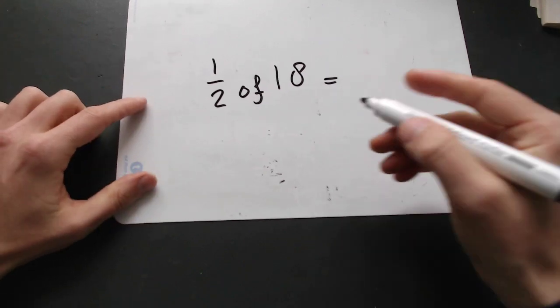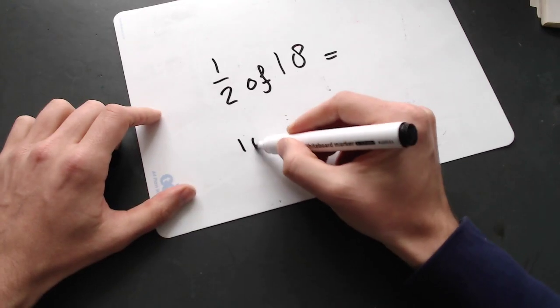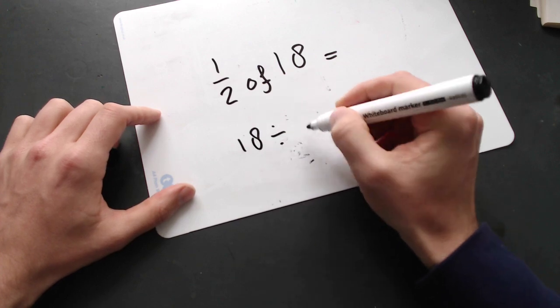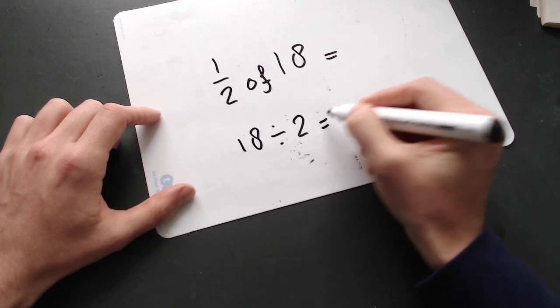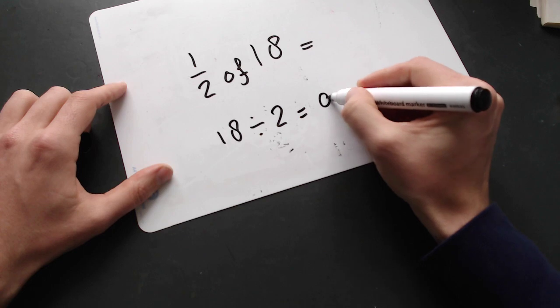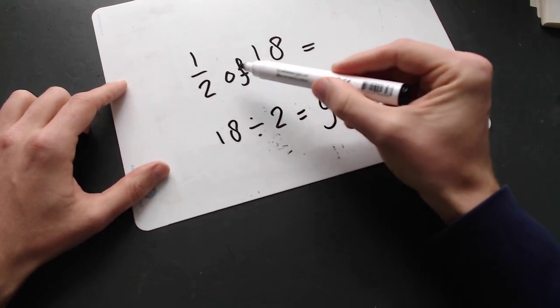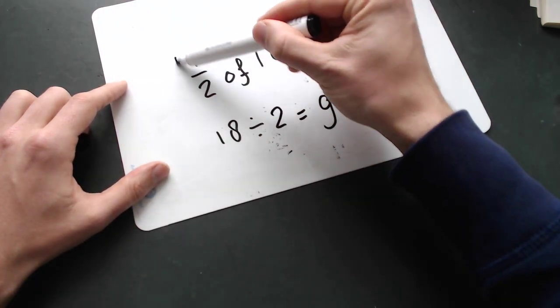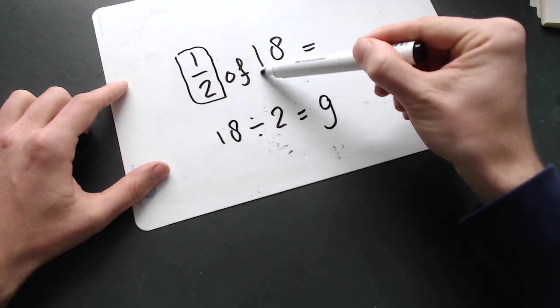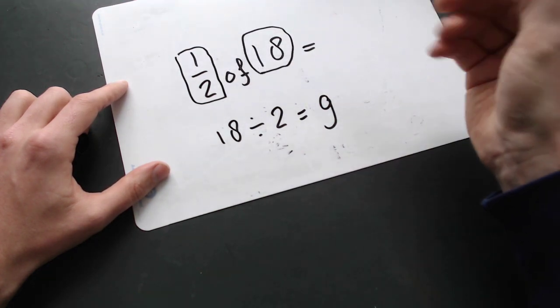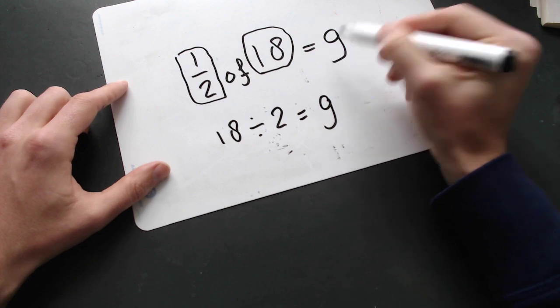When you're talking about half, you probably know you have to divide it by 2. So I'm going to do 18 divided by 2, which equals 9. So that means half of 18, so the fraction half of the whole number 18, is 9. So my product is 9.